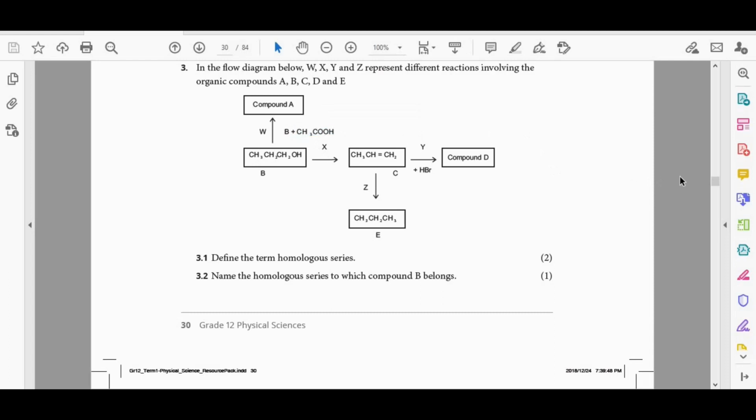CH3COOH. Okay, who can tell me what homology series this compound that I'm highlighting belongs to? Just the homology series, not the actual molecular name, the organic name. Who can tell me the homology series? Carboxylic acid. Okay, fantastic.